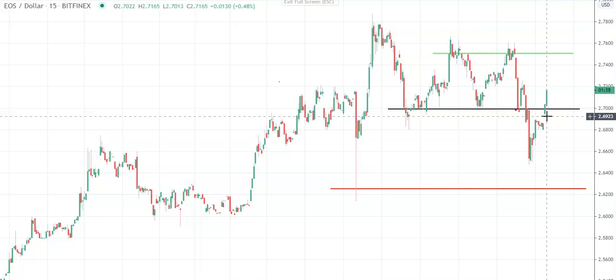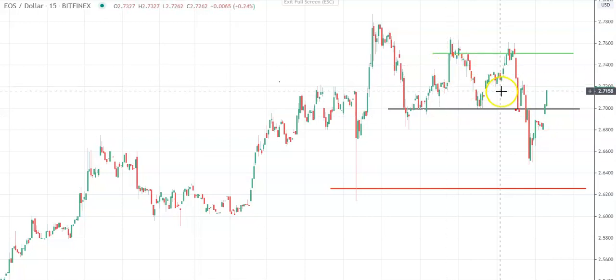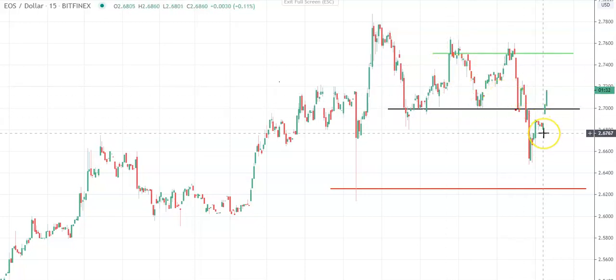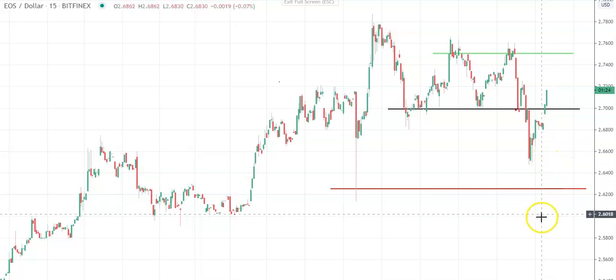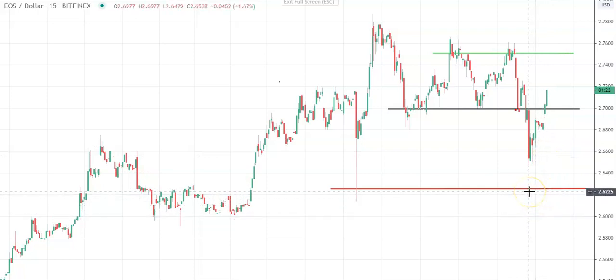Failure to hold on to the 270 pivot level would see EOS resume that downward trend that we've seen, and a fall through Sunday's low 264.79 would bring the first major support level at 262.49 into play. We wouldn't expect sub 260 levels, barring an extended crypto meltdown.